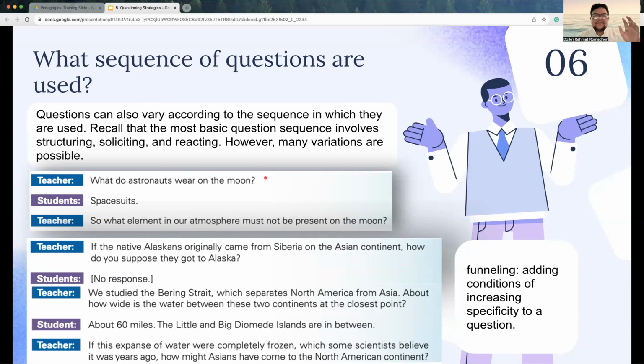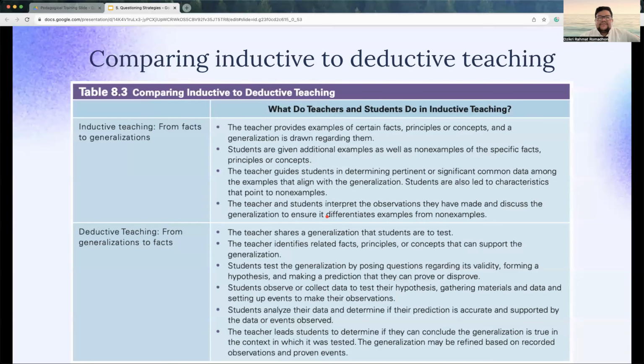So if you look at this type of question, this is from general to more specific questions, while this one goes from specific directly to general. Yeah. So from the examples I gave you, there are two types of teaching according to how you structure the questions. They are called inductive teaching, from facts to generalization, and deductive teaching, from generalization to facts. So what do teachers and students do in inductive teaching?